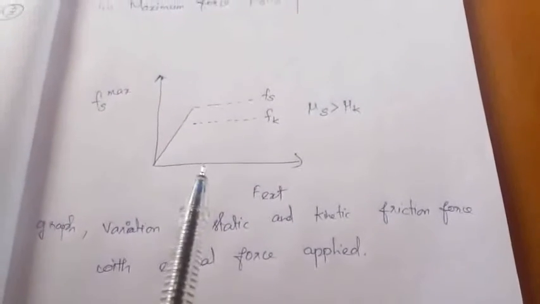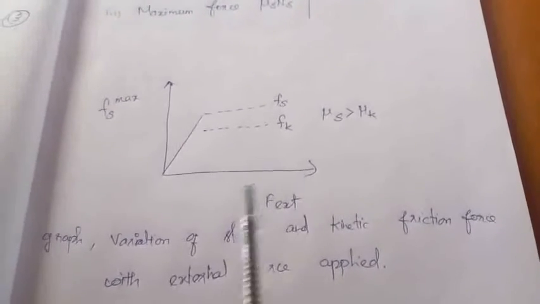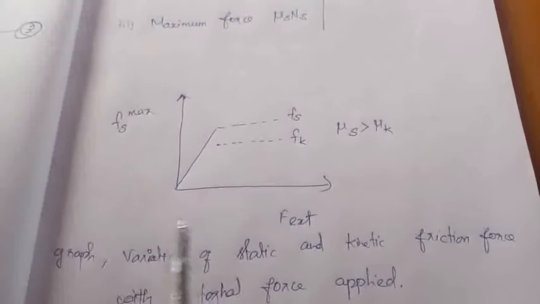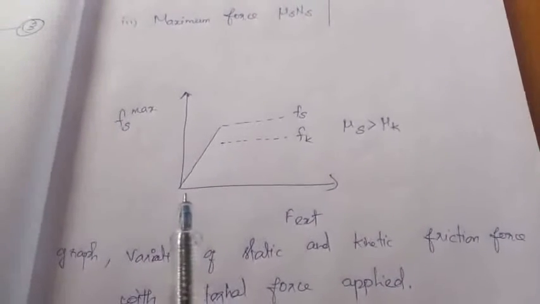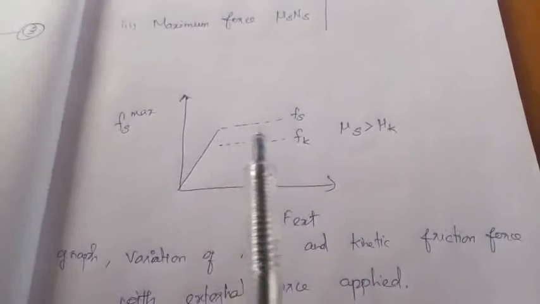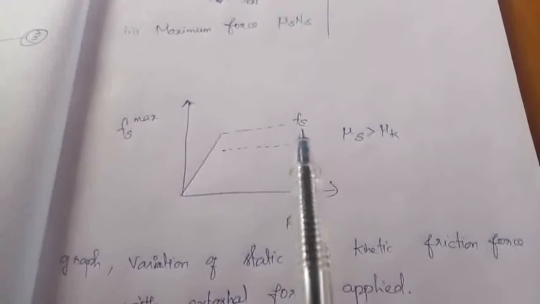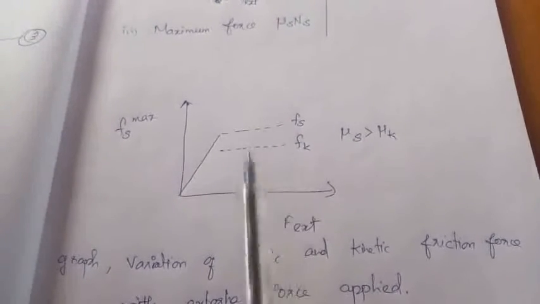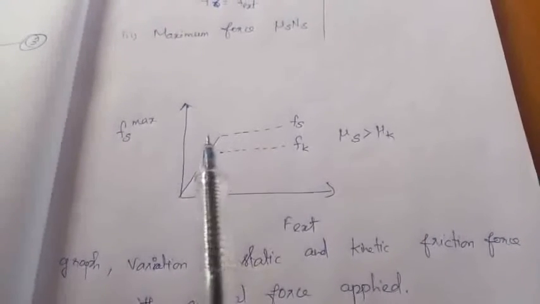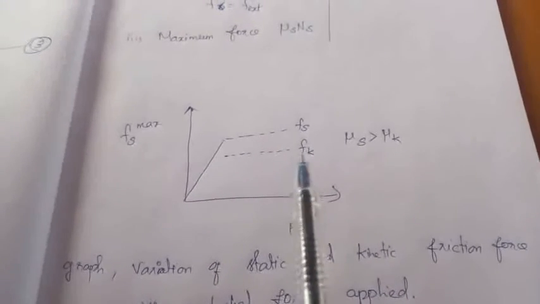This is the graph for static and kinetic friction. Now we take the external force on the x-axis and the friction value on the y-axis. These two start from one initial point up to the maximum point. After that the maximum value is a steady value. This is the kinetic friction, this is the static friction value. You know that the kinetic friction value and static friction value start from one point, but the static friction value is greater than the kinetic friction value.